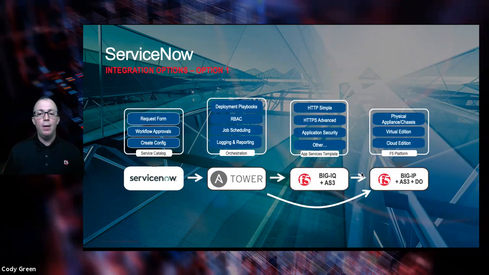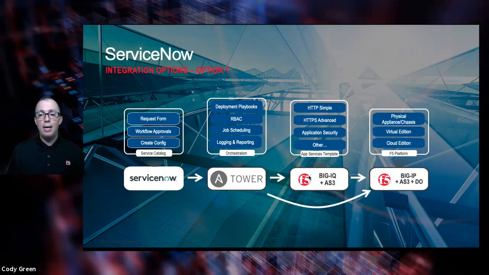In this scenario, if the AS3 declaration is coming from Tower going into BigIQ, BigIQ just simply needs to know the device name. And then BigIQ has the credentials and the information on how to communicate with that BigIP. So it's a layer of abstraction that allows us to have a little more security in there. And then secondly, we get the really cool analytics and dashboards BigIQ offers.